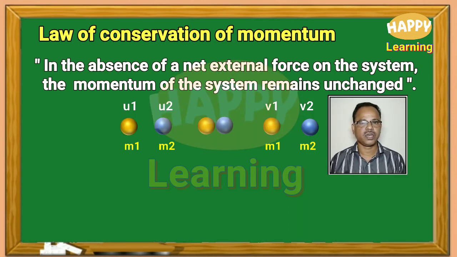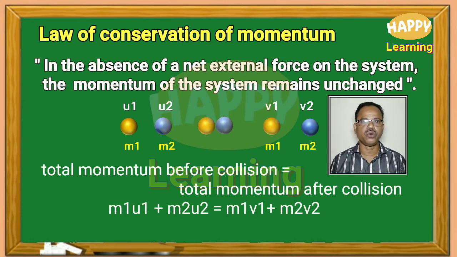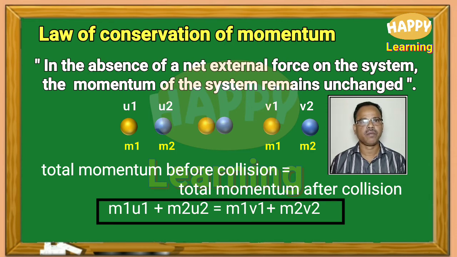As an example, here we have taken a two-body system. There is a collision. Before collision, the velocity of m1 is u1 and the velocity of m2 is u2, so their momentums will be m1u1 plus m2u2. After collision, the velocity of m1 is v1 and the velocity of m2 is v2, so the momentums will be m1v1 and m2v2. The statement means total momentum before collision is equal to total momentum after collision. In other words, m1u1 plus m2u2 is equal to m1v1 plus m2v2.